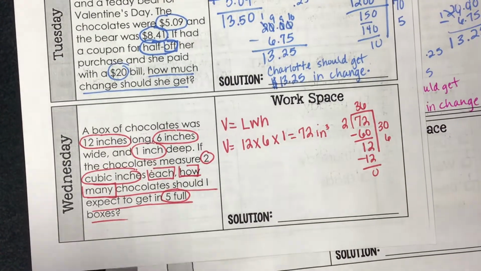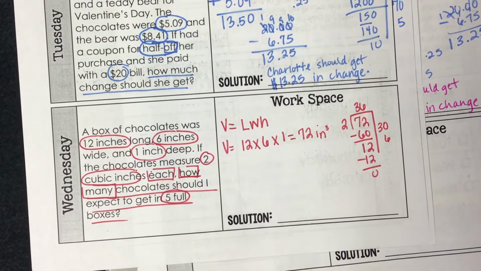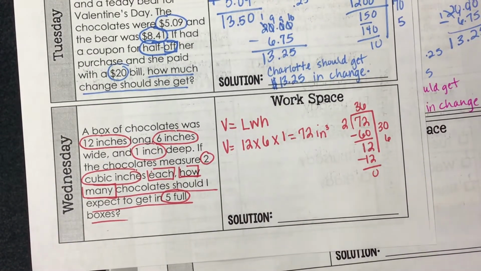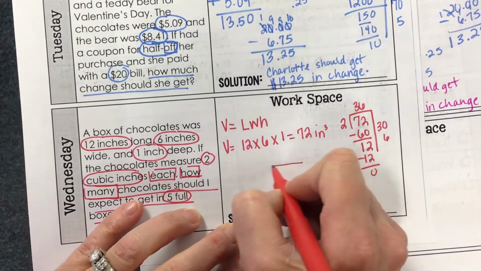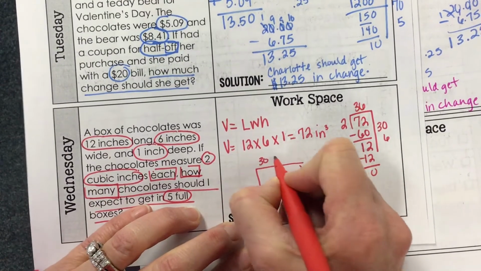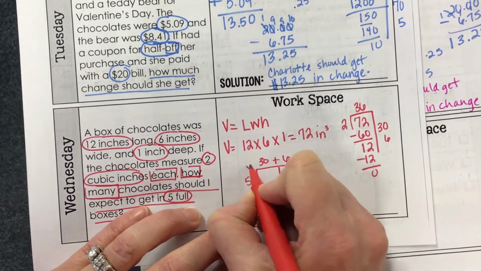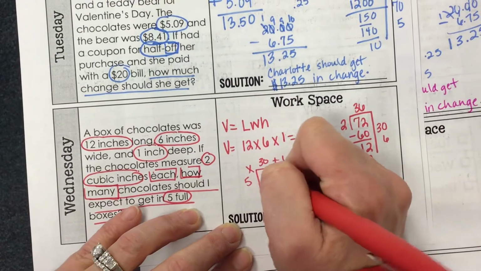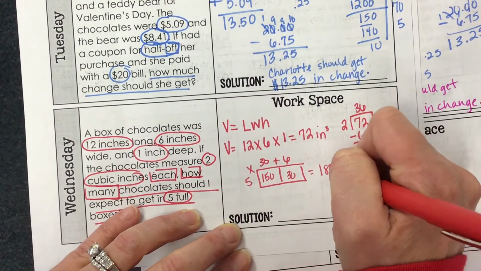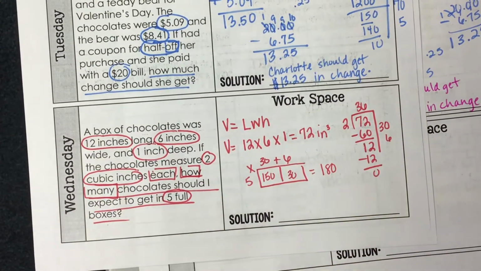How many pieces of candy can fit in 5 boxes? Now what do I need to do? Ada? 36 times 5. You can solve 36 times 5 any way you want. Most of you are using this. 5 times 3 is 15. Add a 0. 5 times 6 is 30, for 180 pieces of candy.